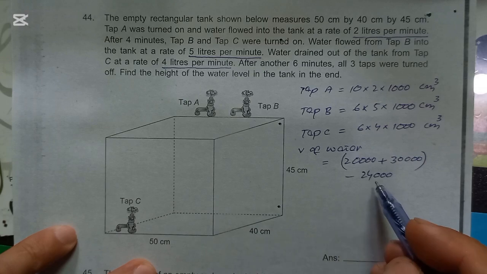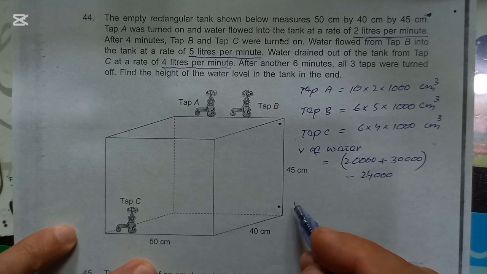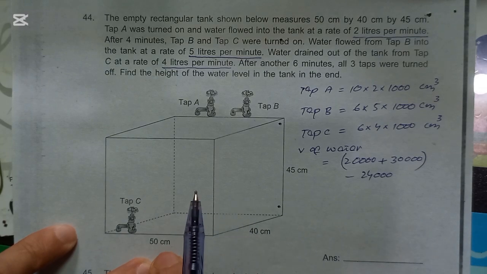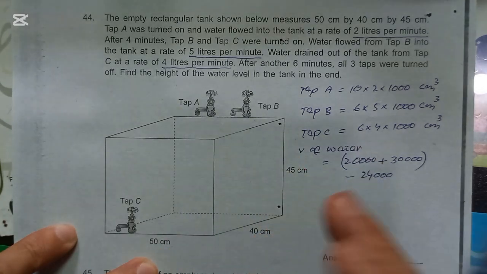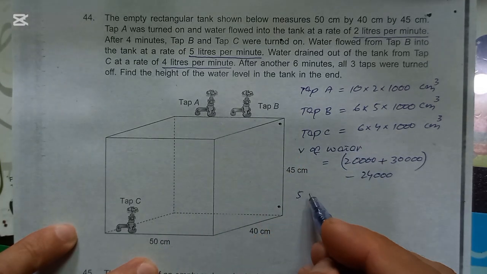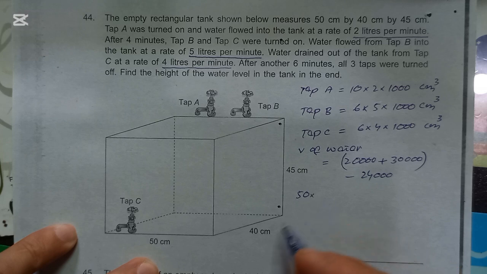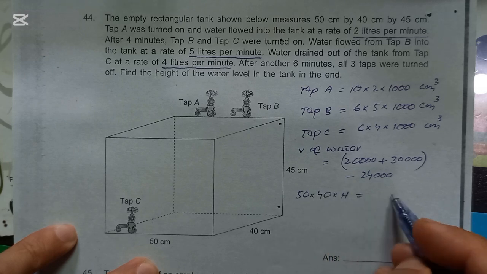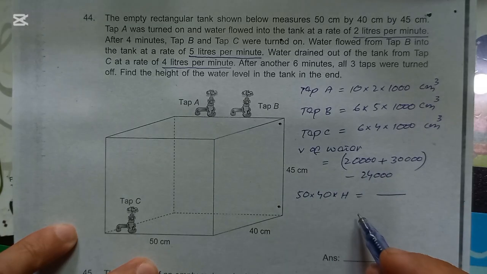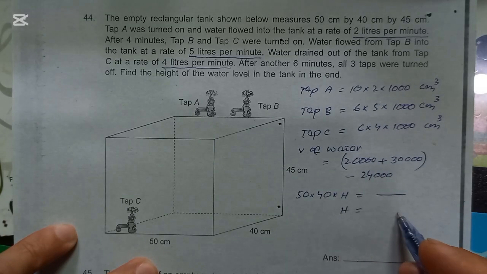Okay, now this volume will be taken equal to the volume of the water, that is 50 into 40 into height. So whatever the height is, 50 into 40 into height will be equal to this volume of the water. And from here you will find the value of h by solving it on the calculator. That will give you the height of the water. That will be in centimeters.